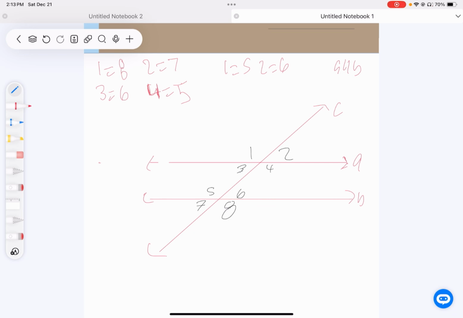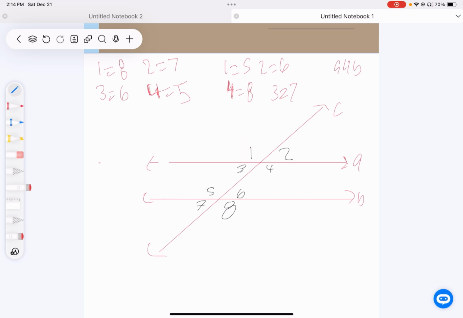Moving on, we could keep in mind that 4 and 8 and 3 and 7 are also congruent due to the similar concept of corresponding angles. So 4, 8, 3, 7. We can write those down. So 4 equals 8 and 3 equals 7. All right, so this is our basic fundamental concepts of angles relating to alternate exterior, alternate interior, and corresponding angles.